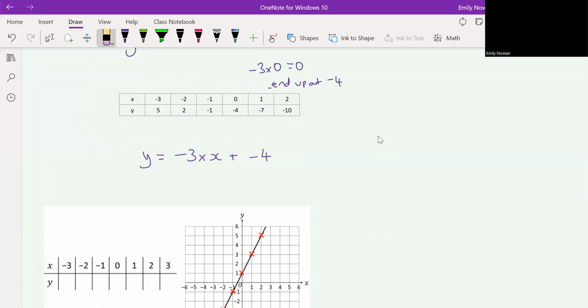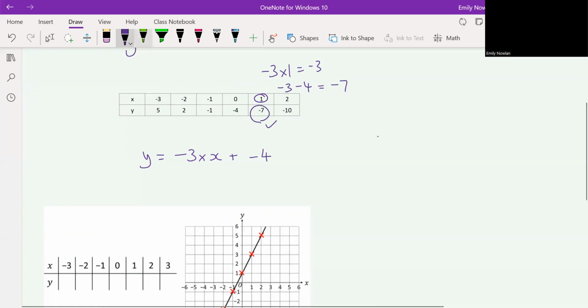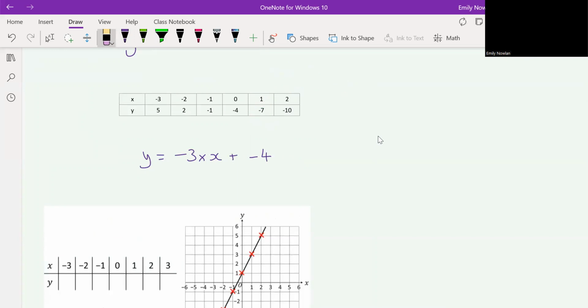So let's test it on the others and see if that still works. Let's test 1 here. Minus 3 times 1 gives me minus 3. Now, minus 3 take away 4, does that land me at minus 7, which is where I want to go? Yes, it does. It's looking like our rule is minus 3 times x take away 4, which is better written as y equals minus 3x minus 4.